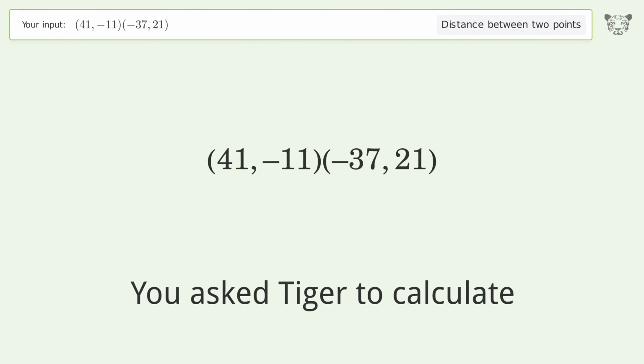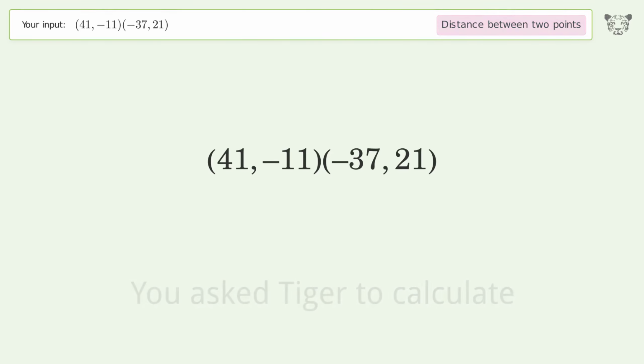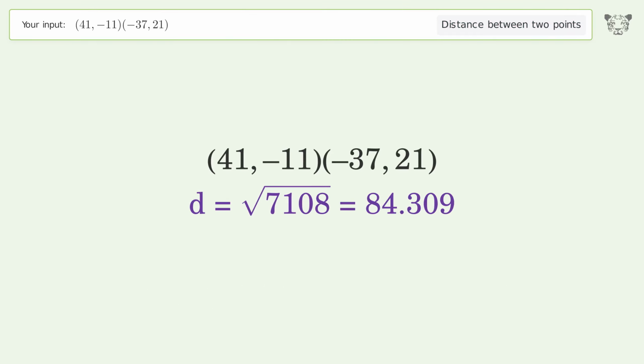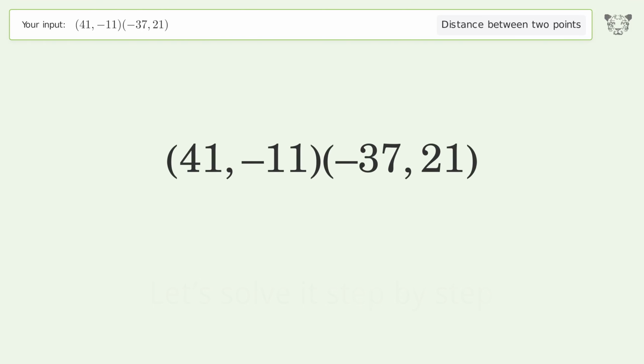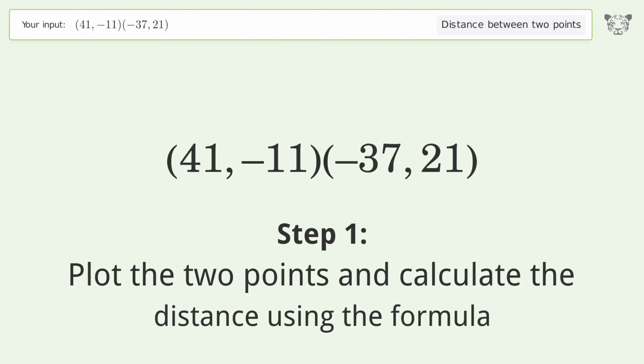You ask Tiger to calculate. This deals with the distance between 2 points. The distance between the 2 points is the square root of 7,108 or 84.309. Let's solve it step by step. Plot the 2 points and calculate the distance using the formula.